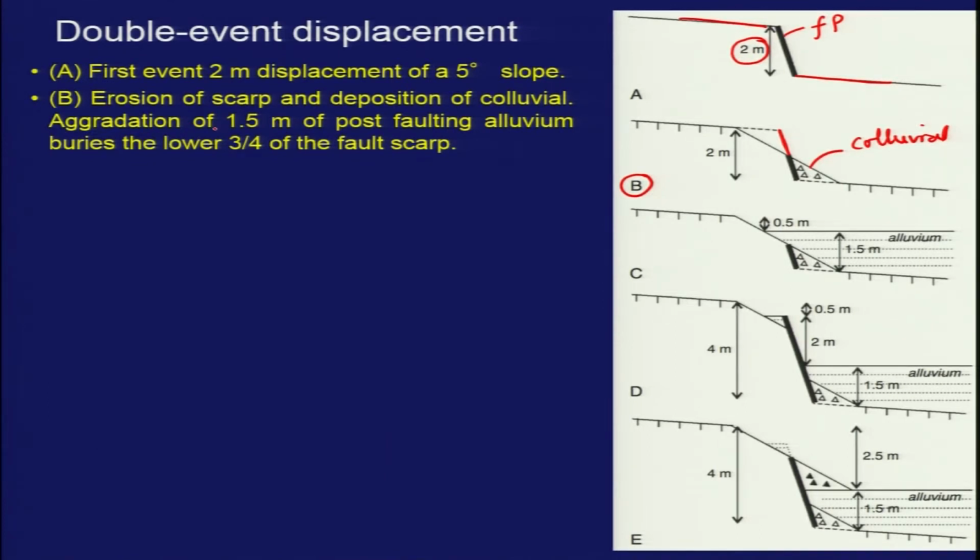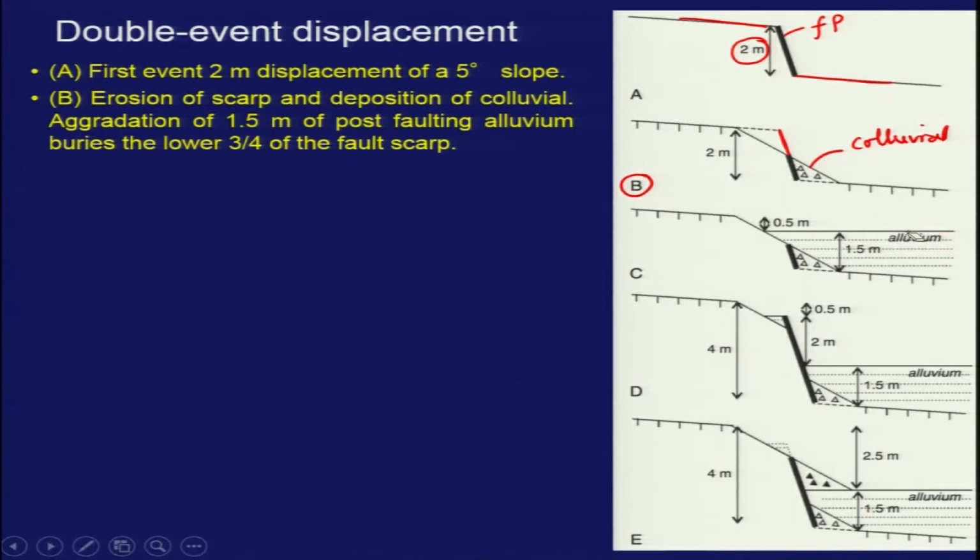So, an aggradation of 1.5 meter of post faulting alluvium buries the lower 3/4 of the fault scarp. So, what we see is that after this we see this one here. Okay. So, you have the deposition of the alluvial material, which covers almost 3/4 of the scarp. Okay. So, you have deposition of 1.2 meter, and one thing which you can keep in mind is that you will have the depositional structures sitting in this. Okay. So, you have a very clear depositional structure.